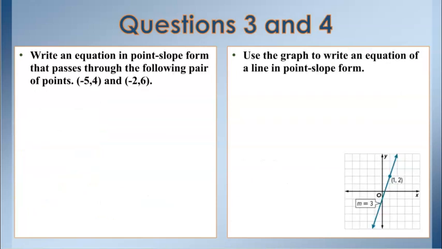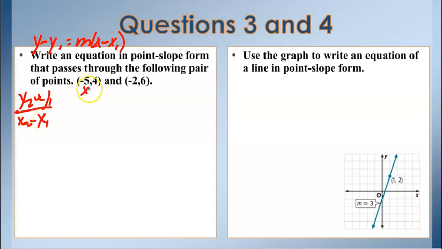Question 3. Write an equation in point-slope form that passes through the following pair of points: negative 5, 4 and negative 2, 6. So point-slope form is y minus y1 equals m times x minus x1. So we have 2 points. We're going to use these 2 points with the slope formula of y2 minus y1 divided by x2 minus x1. So that's our first step.